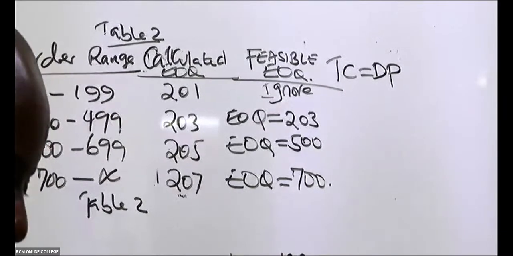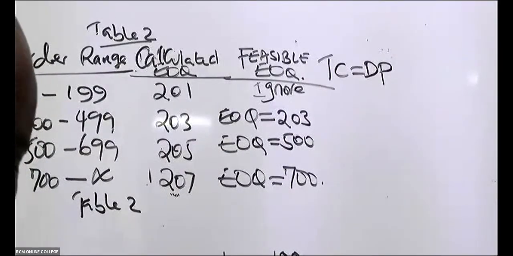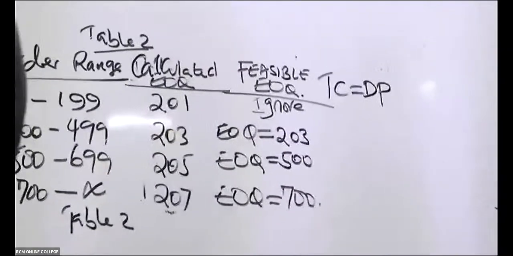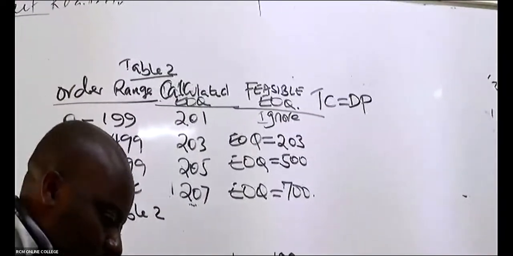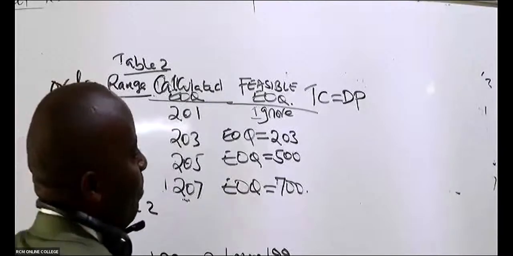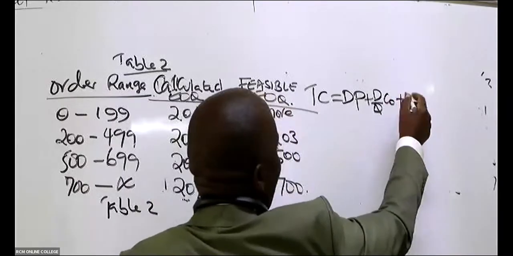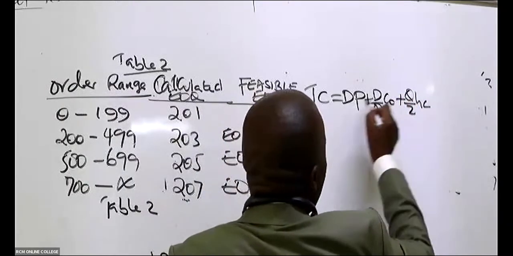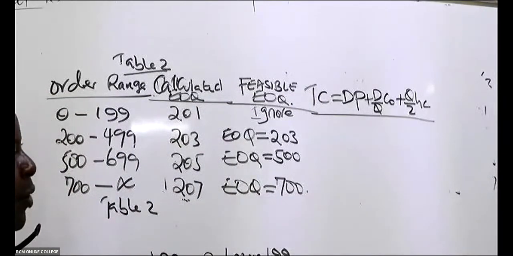Just a moment. All right. So we shall take DP plus D over Q times CO plus, ladies and gentlemen, Q over 2 times HC, like that. So anytime you want to get the total cost, that will be the formula we shall be using.